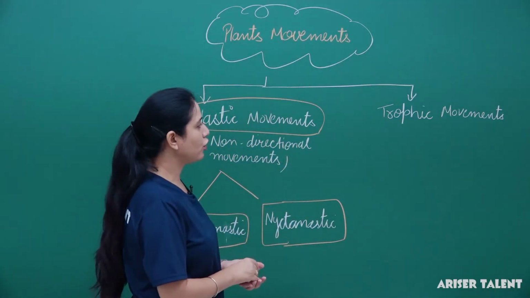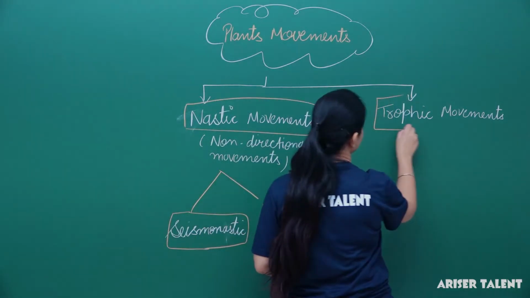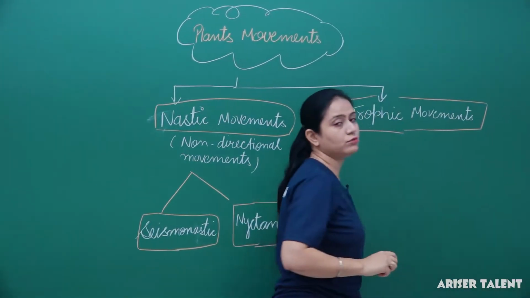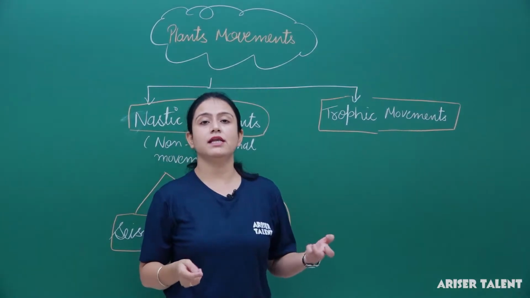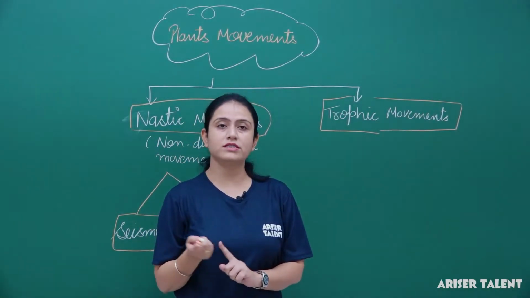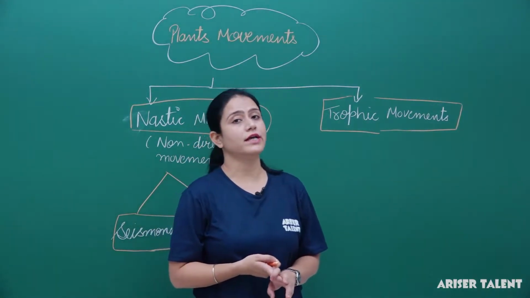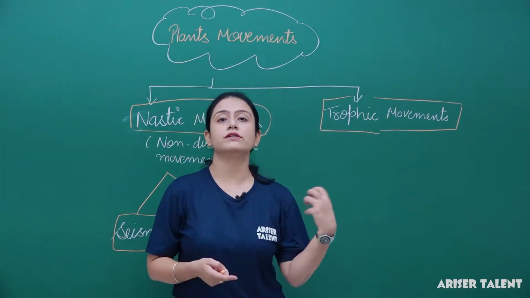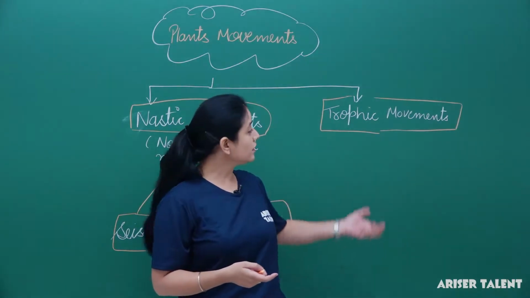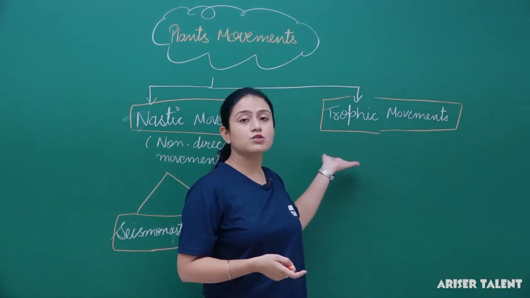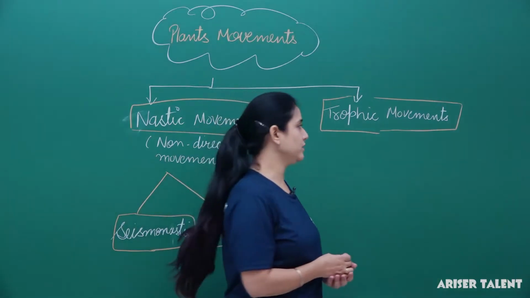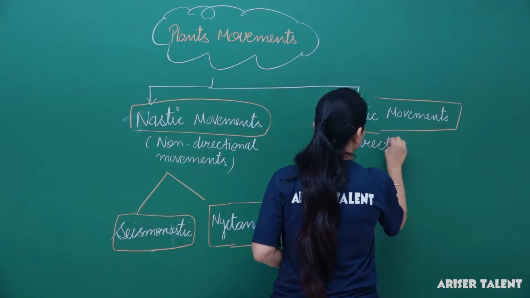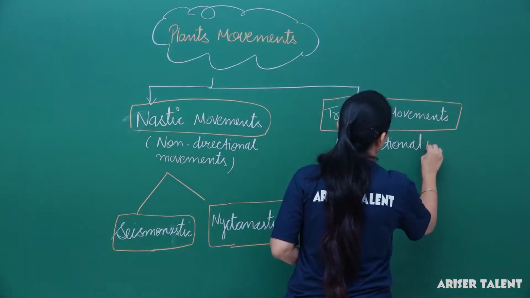And if we talk about tropic movements, then tropic movements are directional. It means when the plant part shows movement, it will be directional. Either it will move towards the direction of a chemical, or towards the direction of the water current, or towards the direction of light, or towards the direction of gravity. This is the reason that such movements are known as directional movements.